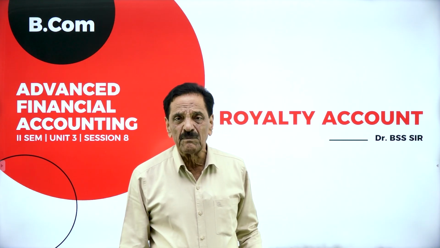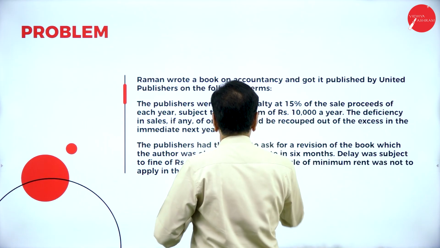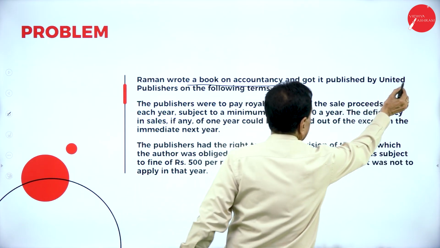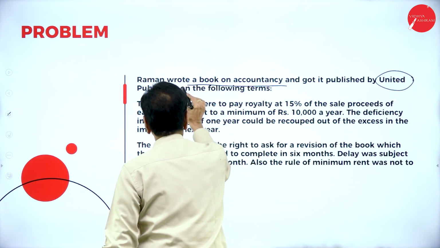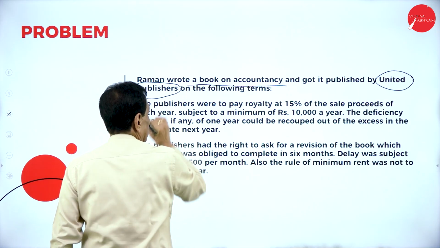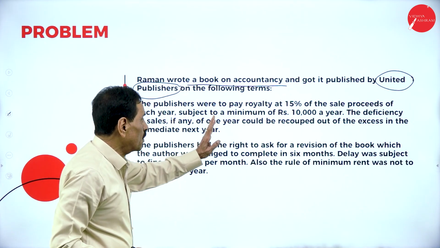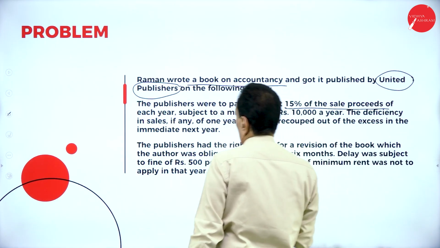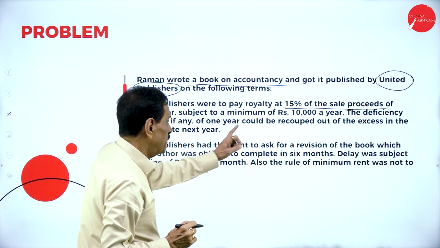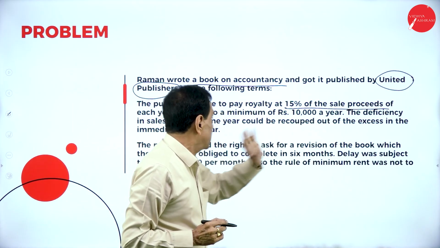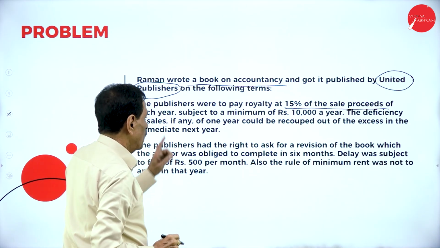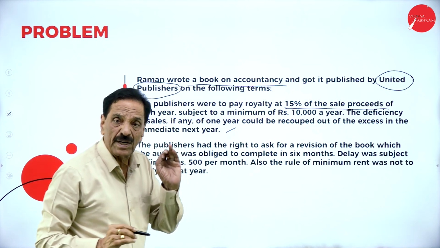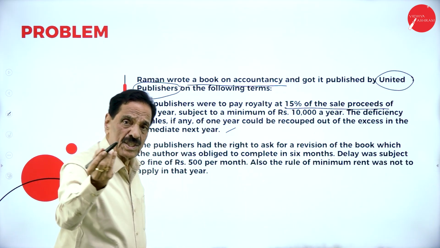So we'll go to the problem. Raman wrote a book on accountancy and got it published by United Publishers. So Raman is the author, United Publisher becomes the lessee. On the following terms, the publisher were to pay royalty of 15% of the sale proceeds of each year, subject to a minimum rent of 10,000 a year. The deficiency in sale, if any, of one year could be recovered out of the excess in the immediate next year. If there is any shortage, the shortage should be recovered in the next year only.